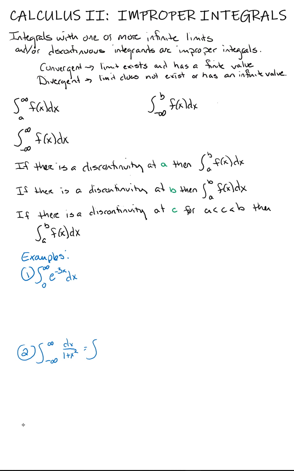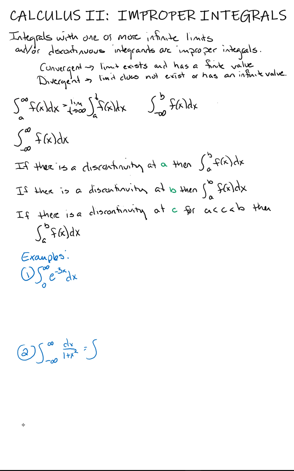Now to begin with, if we have an integral that goes from a to infinity, where the upper limit of integration is infinity, the way we'll work this is we'll take the limit as some value t goes to positive infinity of the integral from a to t of f of x dx.